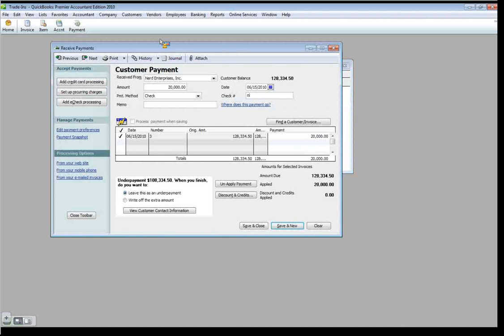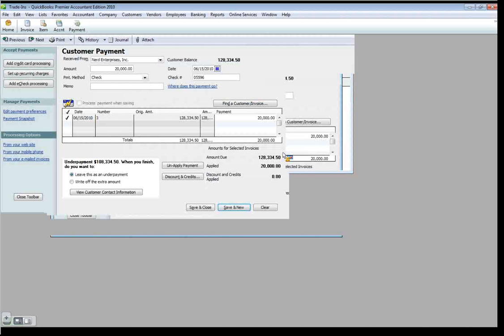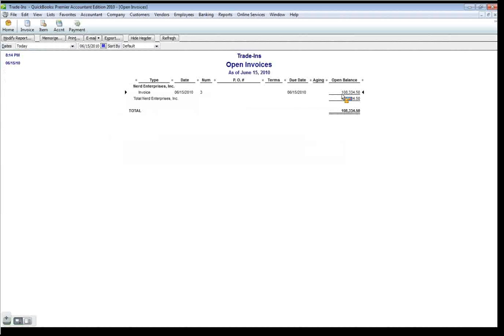First, let's take the payment, because that's easy, right? We take a check, receive it from the customer, make up a check number here, it applies to the invoice, done. Now we owe $108,334.50, so we have to deal with the trade-in.